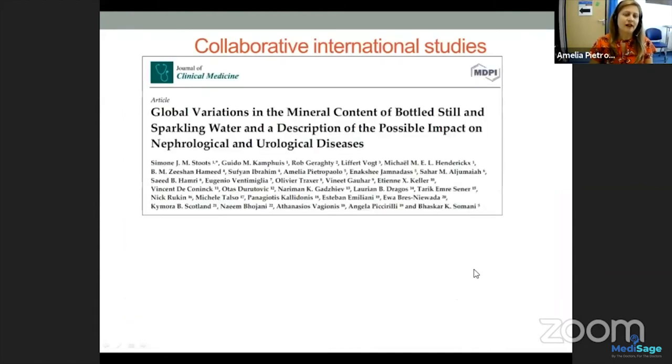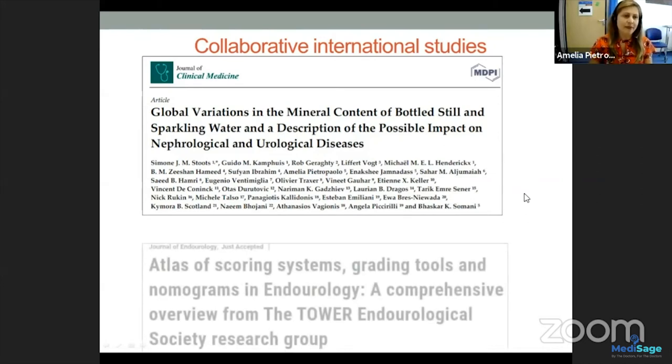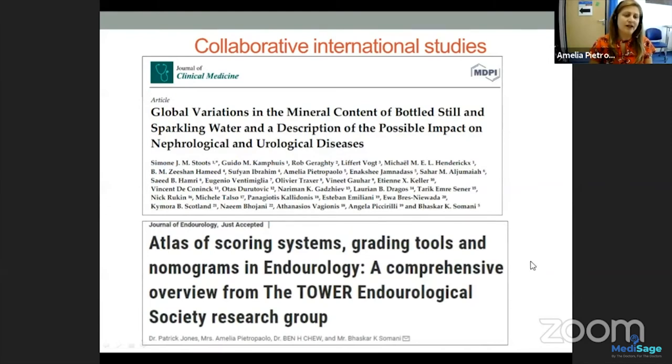And in fact, you can see the result of these connections and mutual agreements and help in these papers. This paper is about global variation of bottled water, and this compares 22 countries, for example. Also, this has just been developed: an ATLAS scoring system with all the nomograms in endourology, done together with the Canadian urology team and Norway with Dr. Johns.